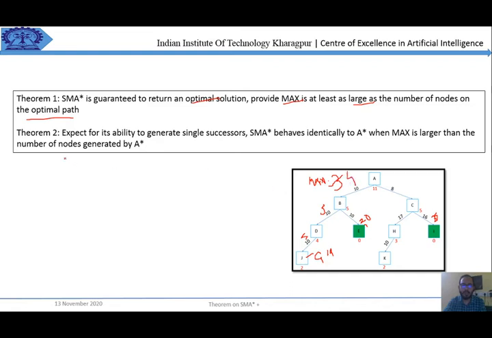And if max is larger than the number of nodes generated, then SMA star behaves identically to A star, because the difference lies in that SMA star generates one by one, B, then C. Also, if max is larger than the number of nodes that A star generates, then both are identical to each other. These are the two theorems proposed in the particular paper that we have taken from.